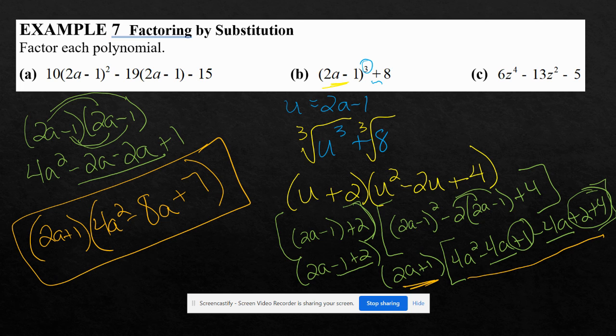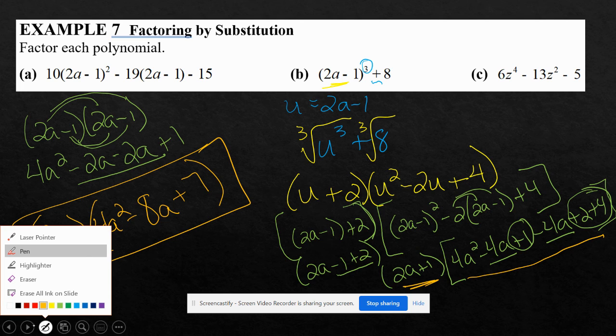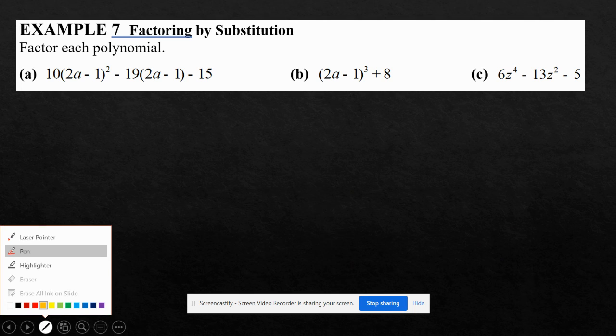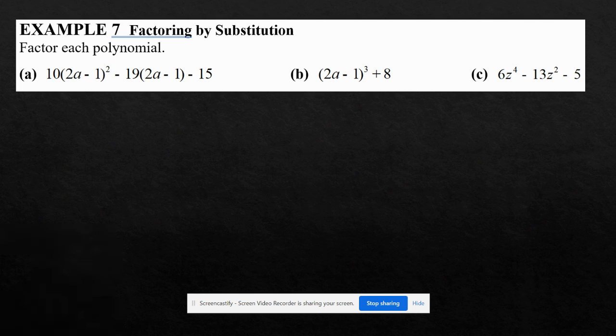Letter C. We don't have to use substitution for letter C. We can, but I like just using regular old factoring here, and I'll show you why. So let's start with common factors. 6, 13, and 5 have no common factors. So we're going to go ahead and do 6 times negative 5, which is negative 30. The factors of negative 30 that add to negative 13 are going to be 2 and negative 15.